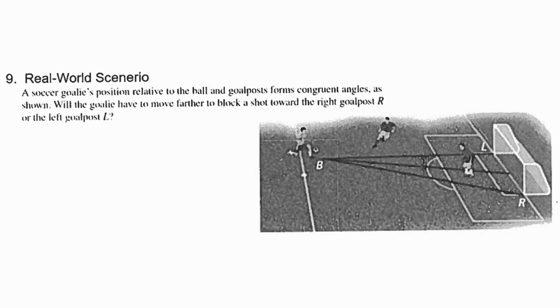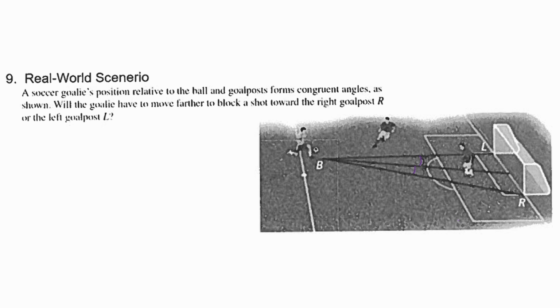All right, moving on to our real-world scenario. It says here that a soccer goalie's position relative to the ball and goalposts form congruent angles as shown. So it's kind of hard to see, but there are some symbols down here. This is congruent angle there, congruent angle there. It says, will the goalie have to move farther to block a shot towards the right goalpost or the left goalpost? So take a moment, think about it, and then I'll share with you my answer here in a few seconds.